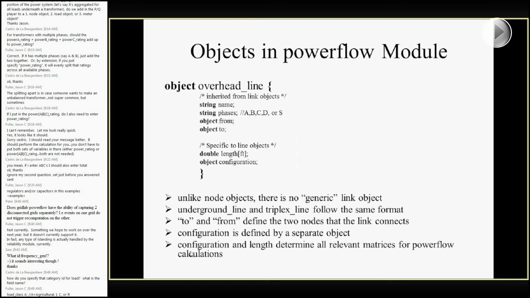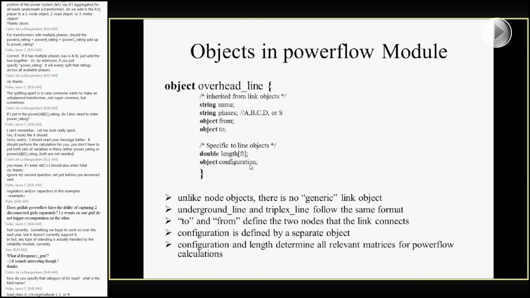So then the overhead line, which we went over a little bit earlier, basically these top parameters up here are common to all link objects. So the to, from, phases, and name are inside every single link object we'll go over. And then something specific to line objects, so overhead lines, underground lines, triplex lines, things of that nature, you'll also have your length and your configuration. And if you remember, the configuration is a separate object or a separate series of objects, and that gives you the physical parameters of the system.